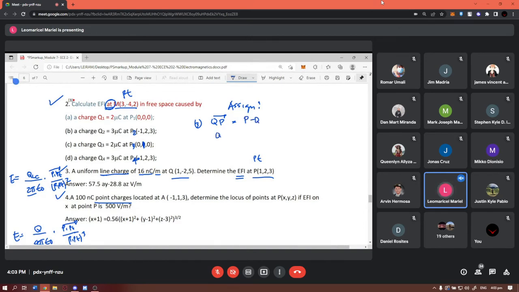So, the vector QP is equals to 1 minus 1 AX plus 2 minus minus 2 AY plus 3 minus 5 AZ. Nasundan? Okay. Therefore, your vector QP defined by this line charge will be equals to how many? That is 4AY plus 2AZ. Agree? Agree ba yun?